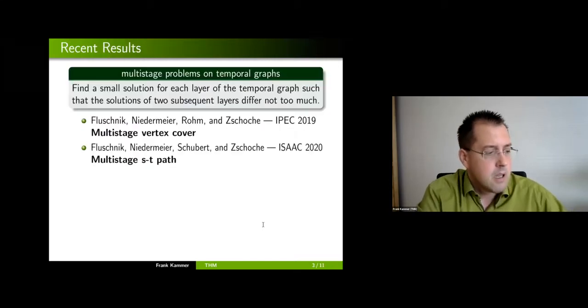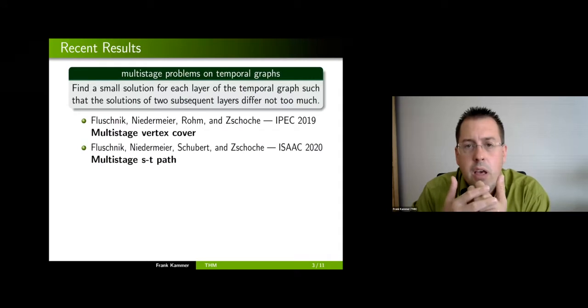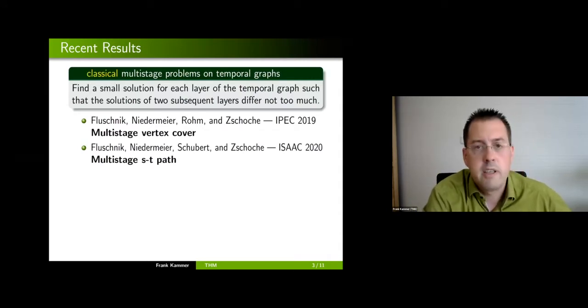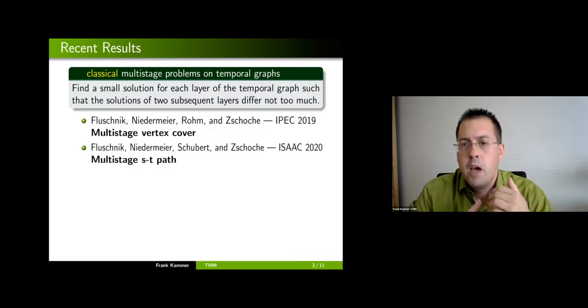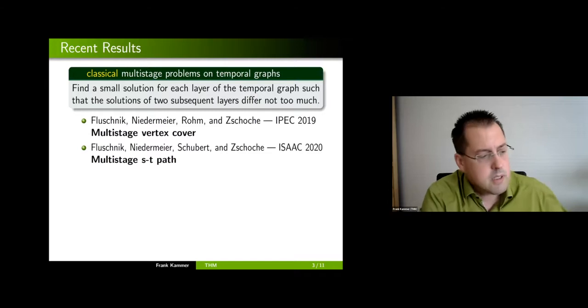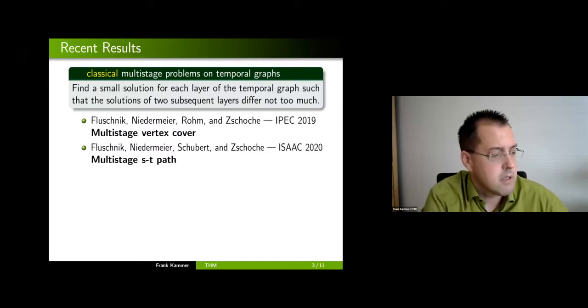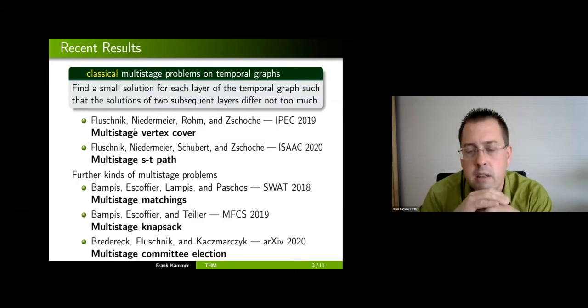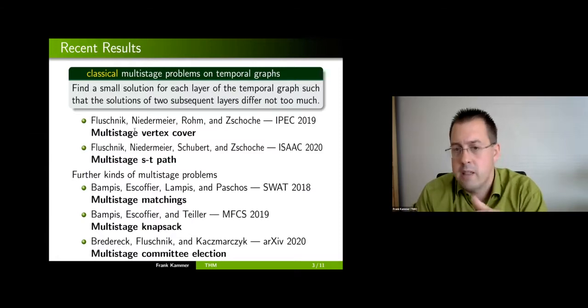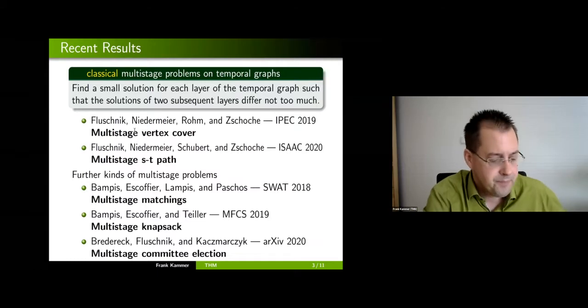This is the multi-stage problem on temporal graphs, which I call in the following the classical multi-stage problem, which was considered in many other papers before, to name just a few of them. And as we just have seen in the previous talk, there are also further kinds of multi-stage problems where the solution set and the changes are combined in some way.